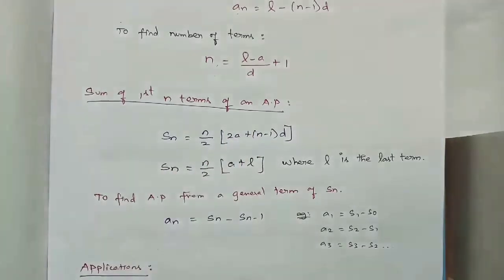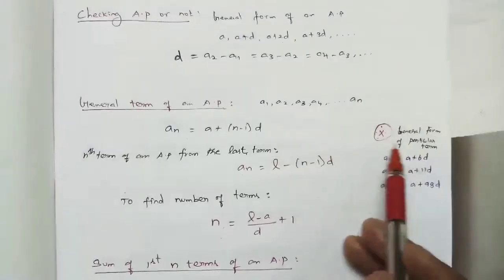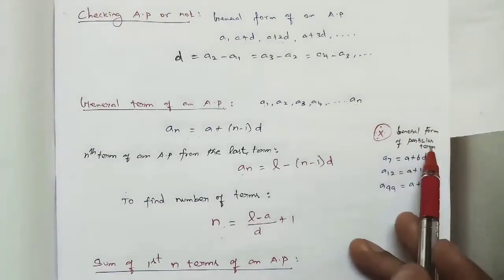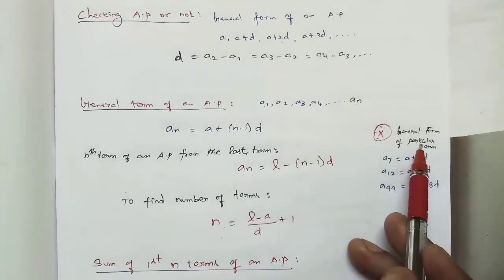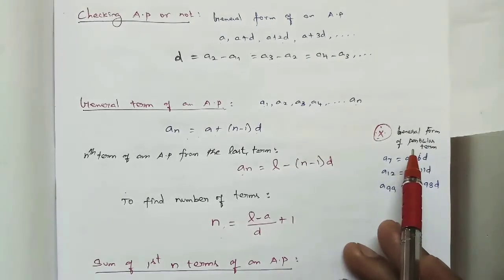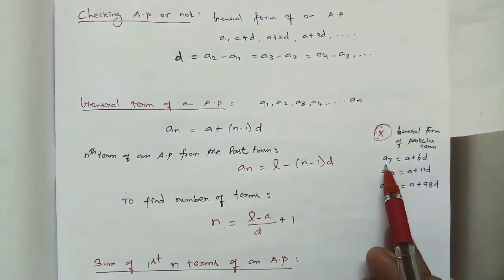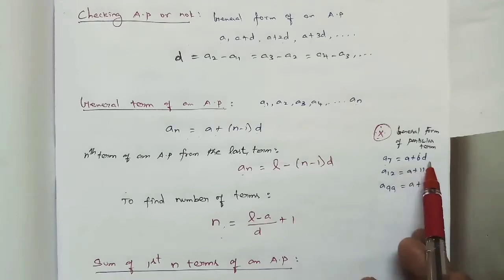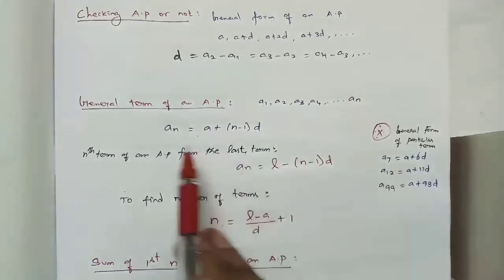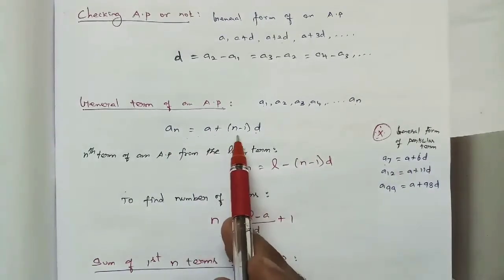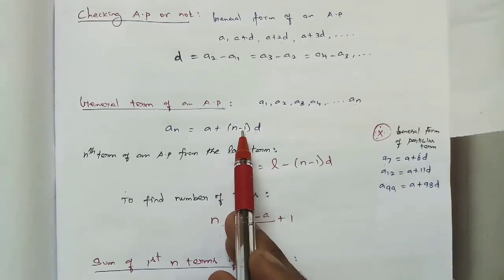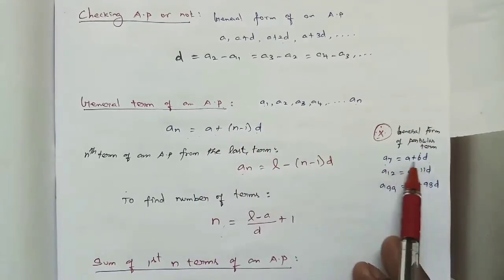Before seeing that, once again, the general form of a particular term. For the fifth term, what is the general form? For the fourth term, what is the general form? We have already discussed this, so I'm just recalling. For the seventh term, the general form is a plus 6d. How? We are just substituting in the formula. n is 7, 7 minus 1 is 6, 6 into d. So a plus 6d.